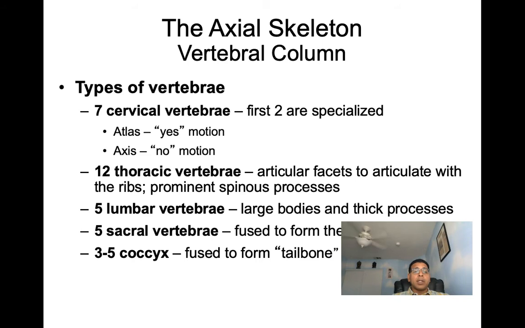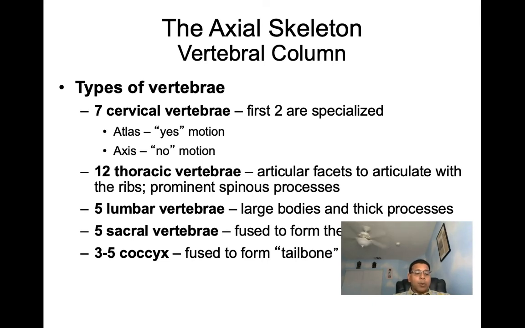So specifically you can see the atlas, yes. When the atlas articulates with the skull, it allows us to move our head in this yes fashion. And then when the atlas and the axis articulate with each other, they allow for this no motion. When we talk cervical vertebra, we have a total of 7 cervical vertebra. So the first 2 are specialized, and the remaining 5 are going to look just about like one another, with a few differences.